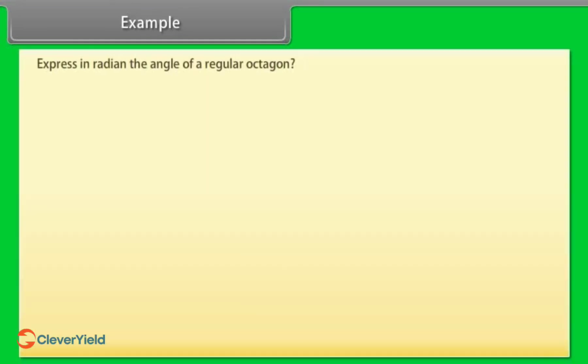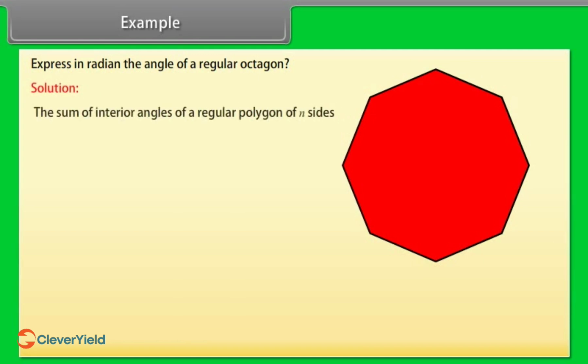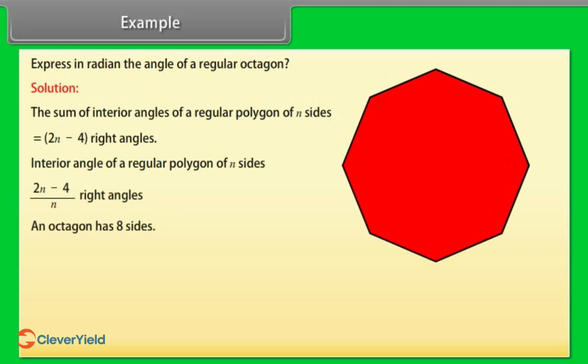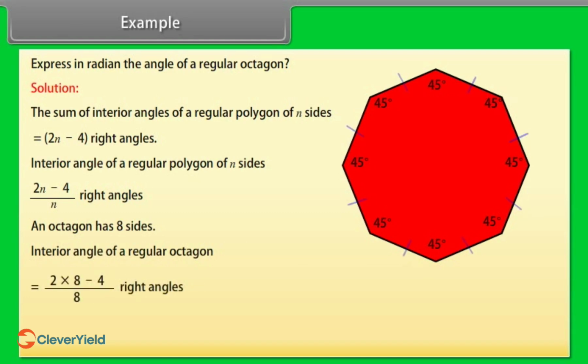Example. Express in radian the angle of a regular octagon. Solution. The sum of interior angles of a regular polygon of n sides is equal to 2n-4 right angles. Interior angle of a regular polygon of n sides is (2n-4) by n right angles. An octagon has 8 sides. Interior angle of a regular octagon is equal to 2 into 8-4 whole upon 8 right angles, which is 3/2 right angles, equal to 3/2 into 90, equal to 135 degree.